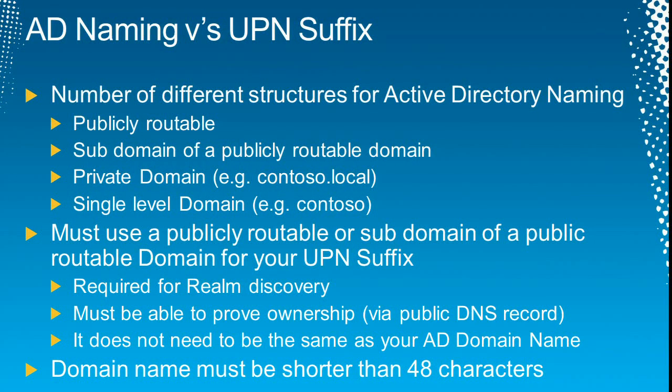So whatever your domain structure is, if you fall into one of the top two categories, you can use it for your UPN suffix. If you don't fall in the top two, you must choose something else, as I said. And the reason is we do this for realm discovery. Okay. So the domain portion of your UPN is how we figure out what type of authentication you've got, where your ADFS server is, you know, if you've got that set up or not. Okay. As I said, prove ownership, and it doesn't match, doesn't need to match.